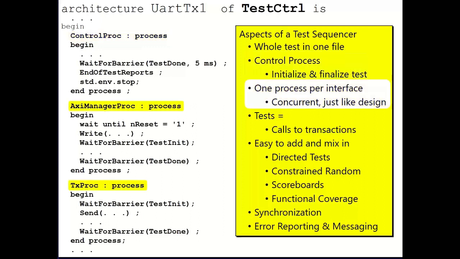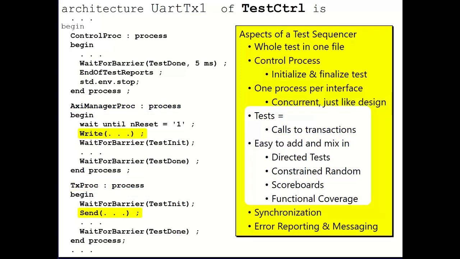We have one independent process per interface. So it's concurrent, just like your design. Now, that said, this is the way I like doing things. We can do a single process and drive it from a single process, but I just think that leads to insanity, because you have things like read that need to return data, and that's got to be blocking.